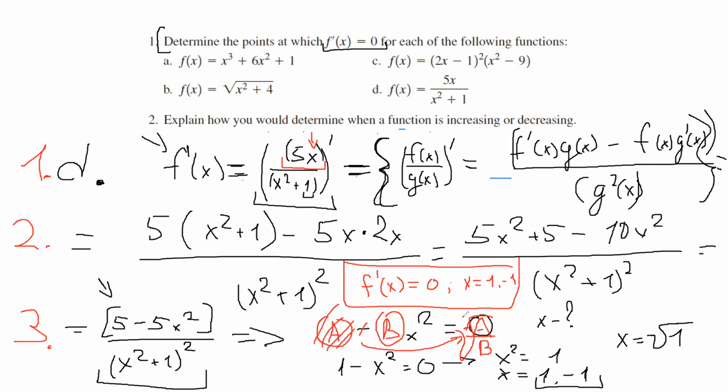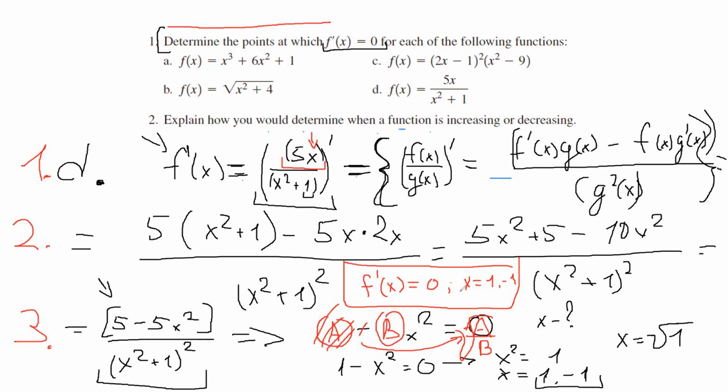Any questions, guys? Did you copy this solution into your copybooks? So the answer is f prime of x equals 0 when x equals 1 and -1. Yeah, this is not the final answer. You see, we have to read carefully. They say determine the points at which f prime of x equals 0.